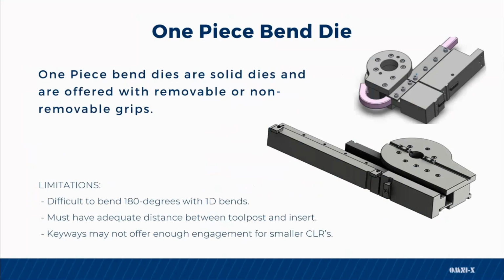One-piece bend dies are solid dies and are offered with removable or non-removable grips. The limitations of one-piece bend dies are that it may be difficult to bend 180 degrees with 1D bends. You must have adequate distance between the tool post and the bend die insert. And the keyways may not offer enough engagement for smaller centerline radii.